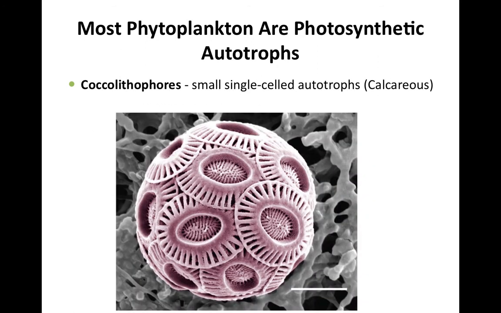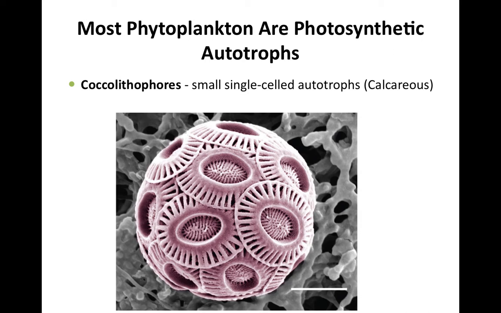Next we have the coccolithophores. So these are single-cellular autotrophs, which are obviously photosynthetic, and they're unique because they make their exoskeletons out of calcium carbonate. So they're said to be calcareous. And so whenever they die and their tiny exoskeletons accumulate on the sea floor, that's what we call calcareous ooze that later lithifies into limestone.